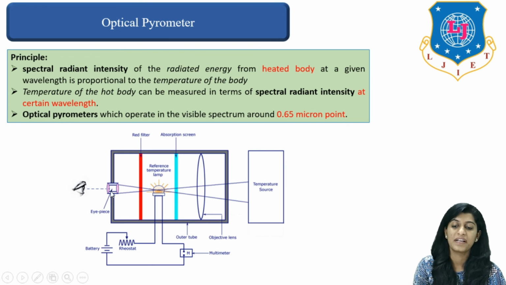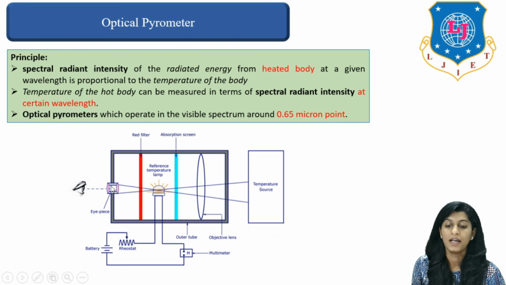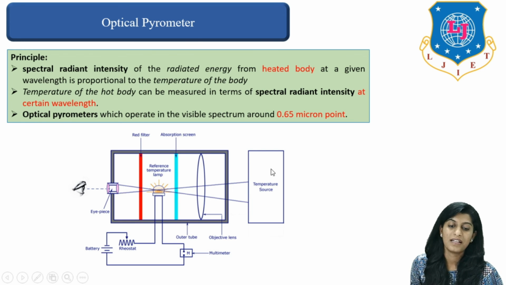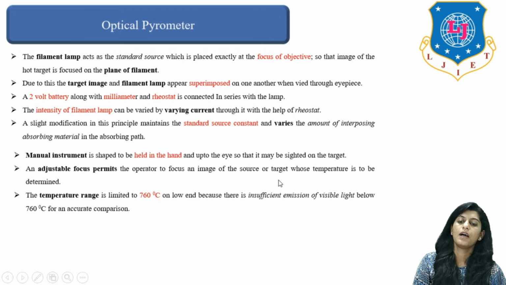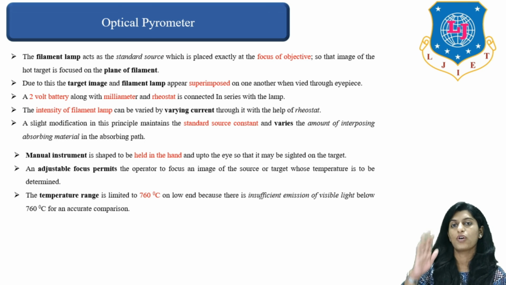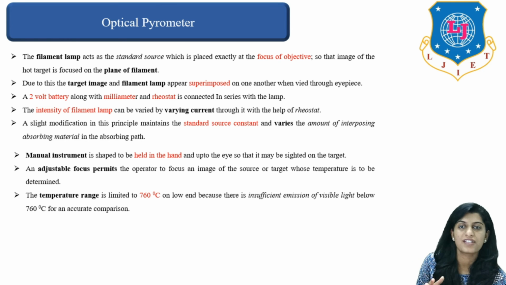Here you can see a pictorial diagram of an optical pyrometer. It contains an eye lens, one red filter and an absorption screen. We also have a reference temperature lamp, as you can see here, which helps us detect the temperature of our source. There is an objective lens and a temperature source. The filament lamp acts as a standard source, and whatever target we need to determine the temperature of will be compared with this filament lamp.